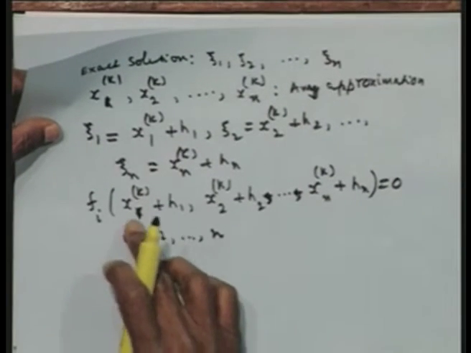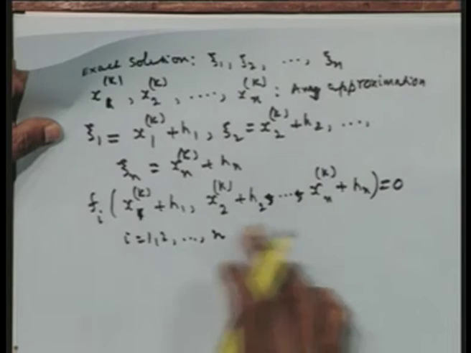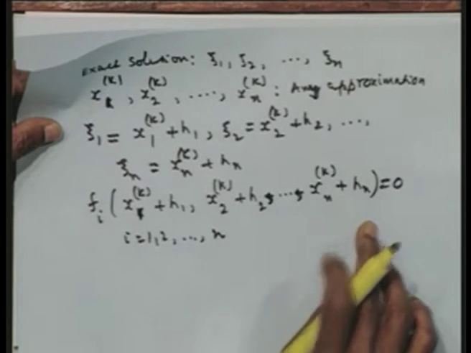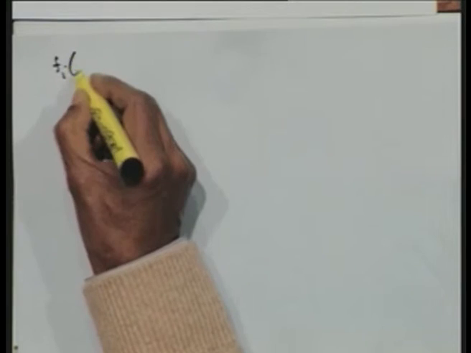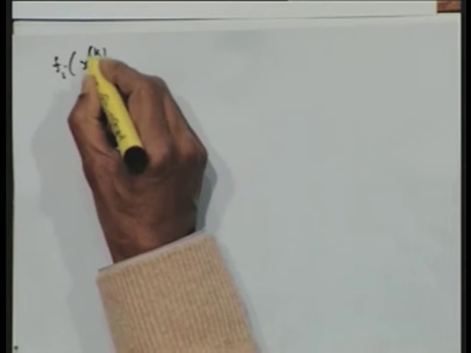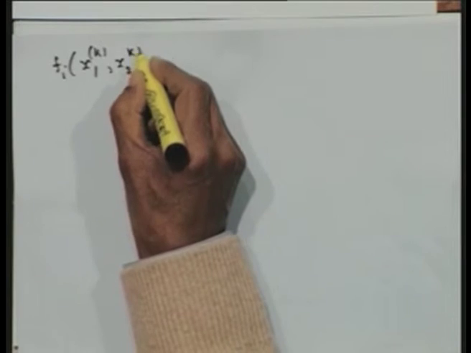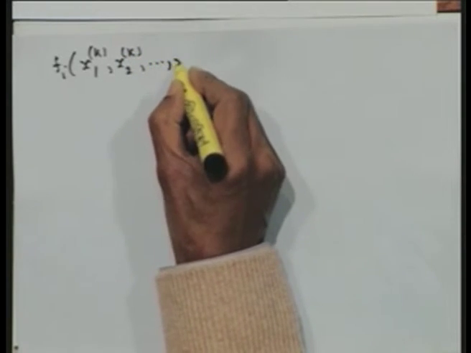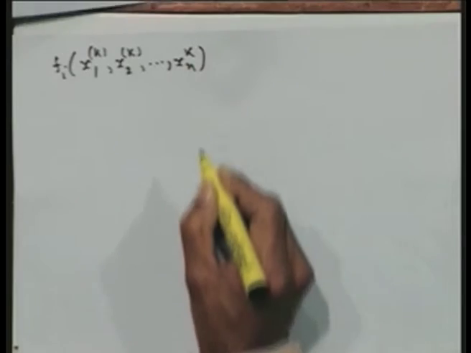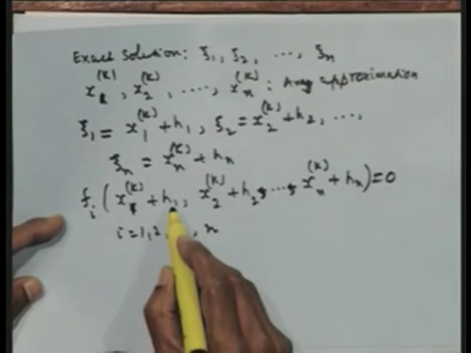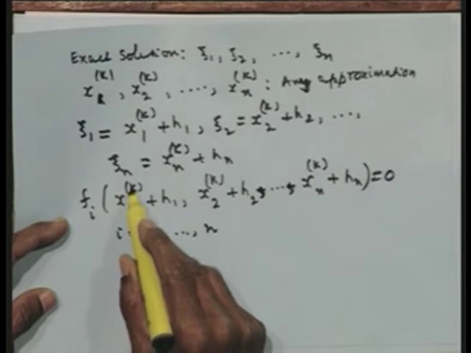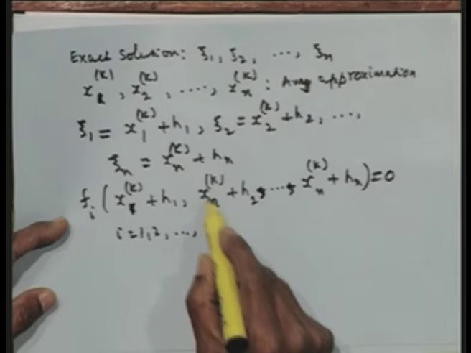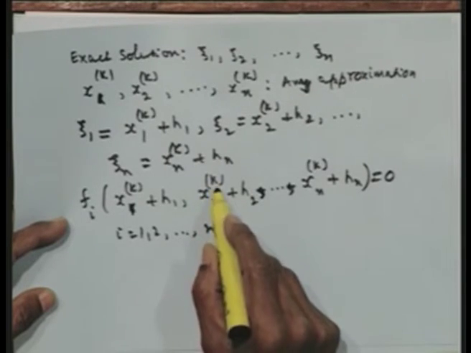What I now do here is expand this function of n variables in a Taylor series and retain only the first order terms. That means I would now write this as f_i evaluated at x1^k, x2^k, ..., xn^k, plus the expansion. This will be h1 times the partial derivative with respect to x1 evaluated at the point, plus h2 times the partial derivative with respect to x2 evaluated at the point, and so on.